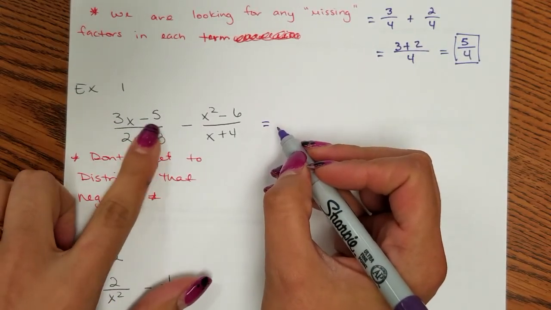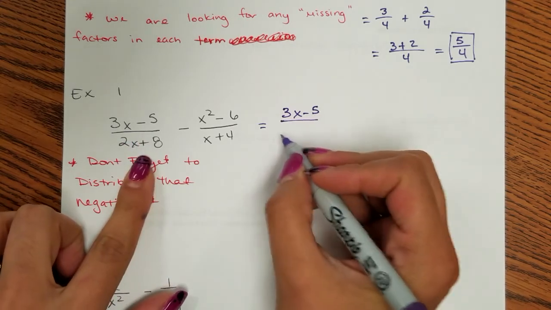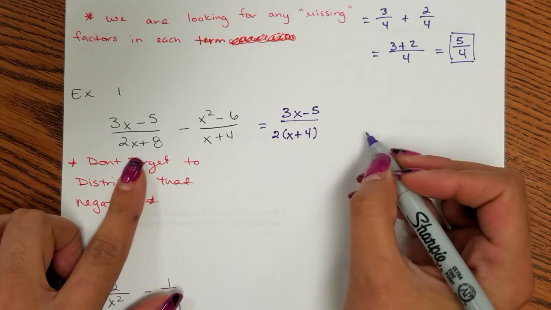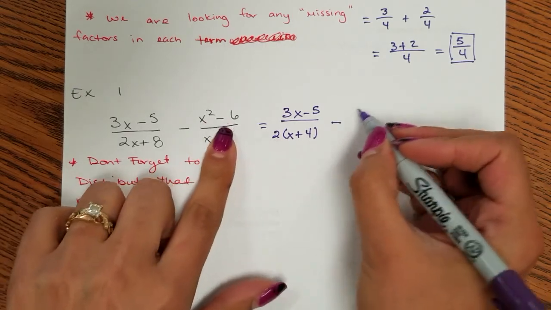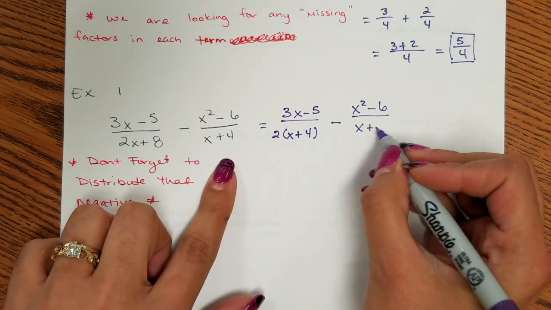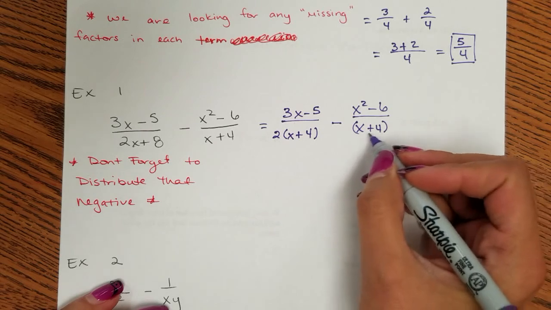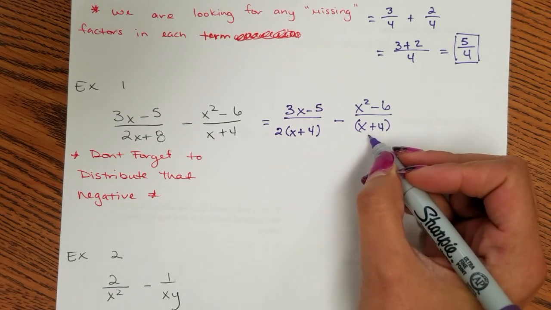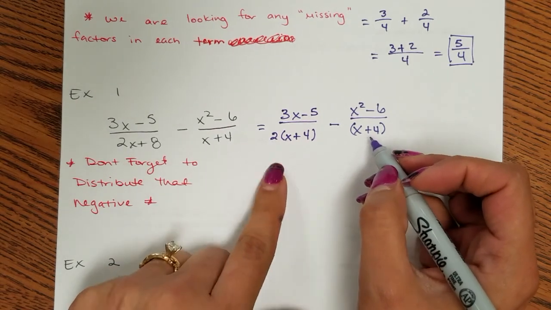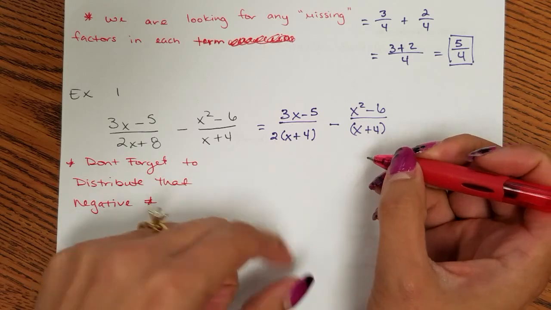I can't factor anything out of here, so that's just going to come over 3x minus 5. I can factor a 2 out of here, so if I take out a 2, I'm left with x plus 4. Minus, this is not going to factor, and neither is the bottom. Okay, so I have these two. I'm going to put this here in parentheses so you can see that they are supposed to be grouped together. So if I look at the two denominators, they both have an x plus 4, but this one has a 2 on it. So that's going to be my missing factor.